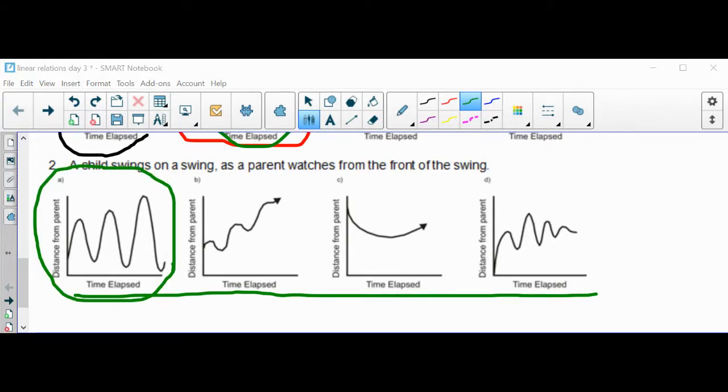So the most appropriate choice is A, because if you think that this is how far away the child is from the parent when it starts, and then, if you remember how to swing on a swing, the first thing you usually do is kick your feet back, and then you swing forward, and then you start pumping, and then your swing gets a little bigger. And as the swinging gets bigger, that child's going to get a little closer to the parent without ever connecting with the parent.